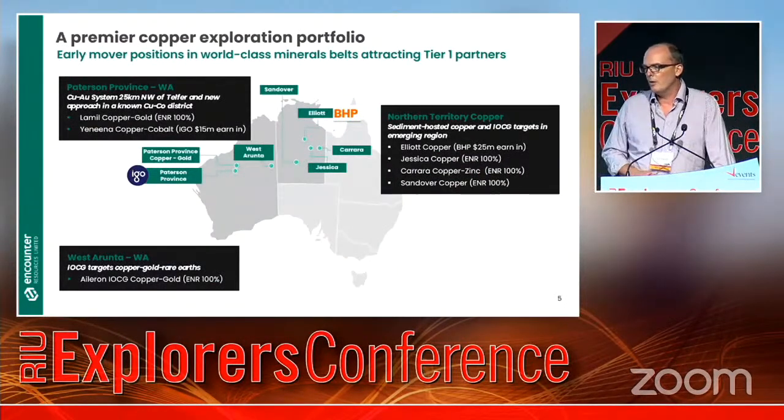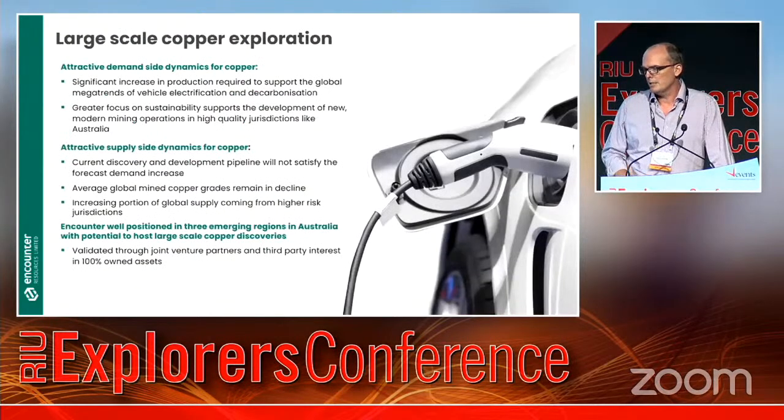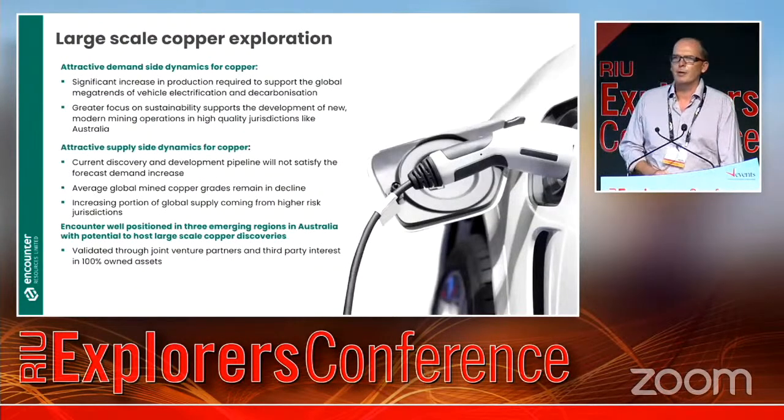This is a summary of the project portfolio in those three regions that I've talked about: the Patterson Province, the West Arunta in Western Australia, and in the Northern Territory. I'll start with, I guess, a summary as to why we're in copper.